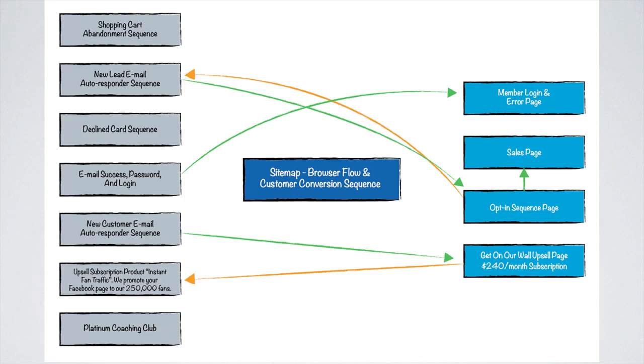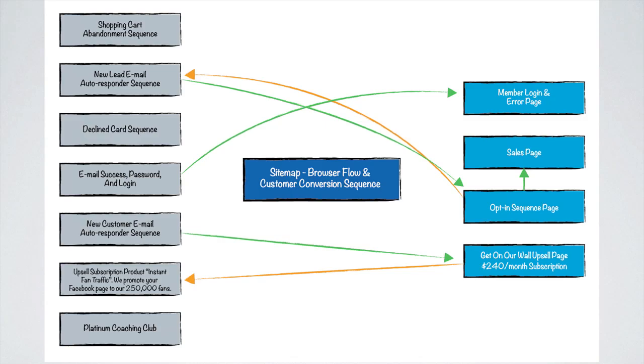Well, I would need a new lead email autoresponder sequence. And so my new lead email autoresponder sequence is going to have the purpose of driving people back to the website to get back to the sales page. That's what it does. That's its sole purpose, is sending emails that my customers will value to get them to click and come back and give them another opportunity to purchase my product or service.